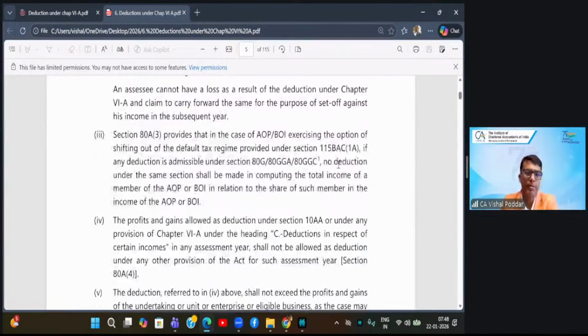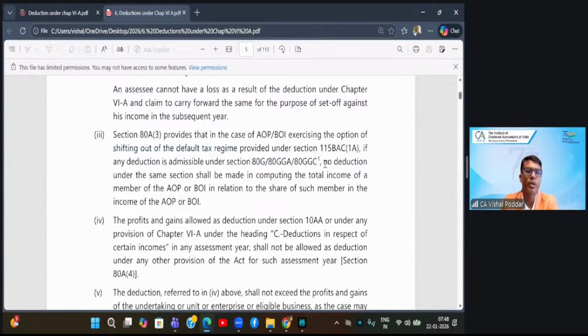Now, interesting point number 3. Now, we all know the concept of AOP BOI. So, it is a group of persons. Now, what it says, even for these group of persons, you have the new scheme. So, if this AOP BOI has exercised the option of going to the old scheme, that is shifting out of the default scheme, and if any deduction which is eligible to them is allowed, so they are claiming the deduction.